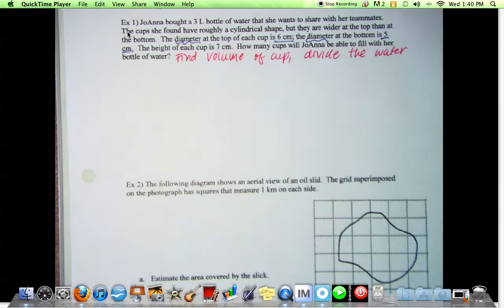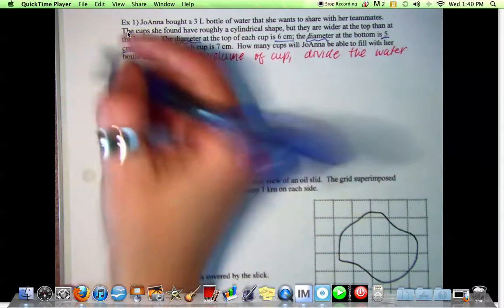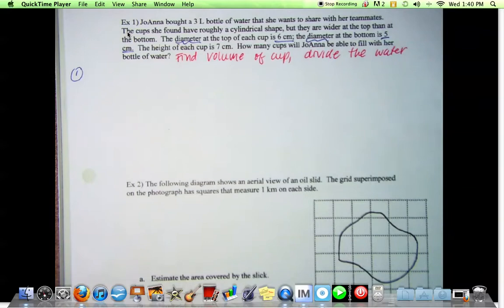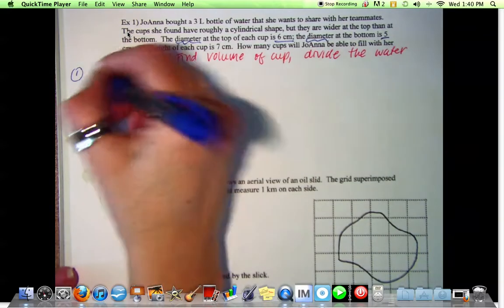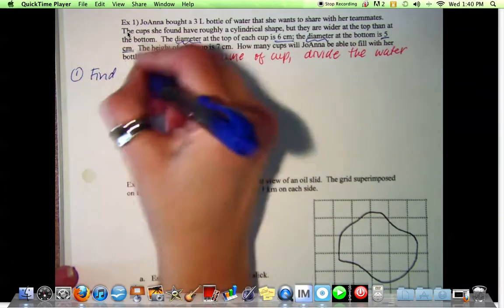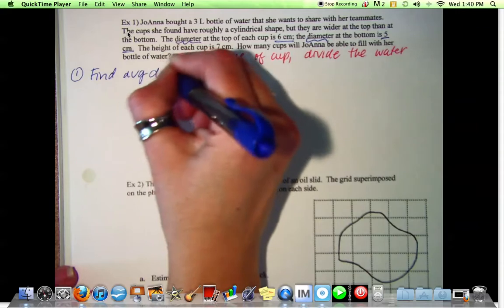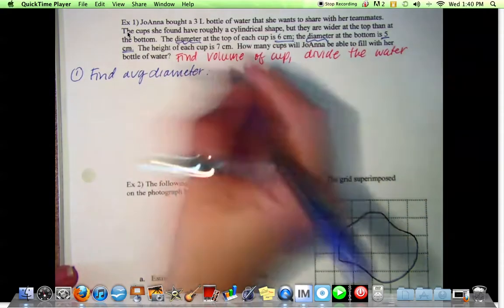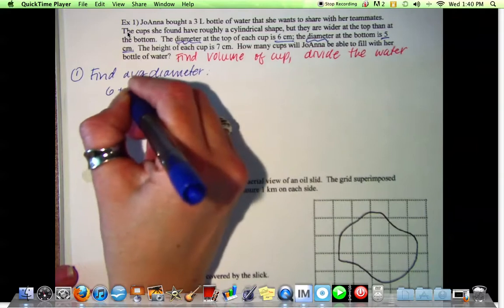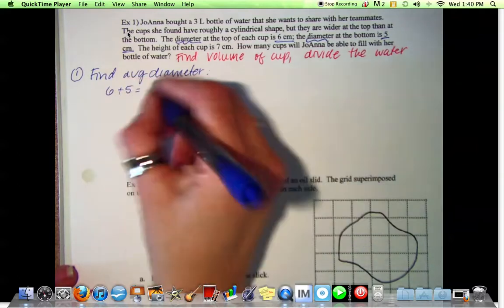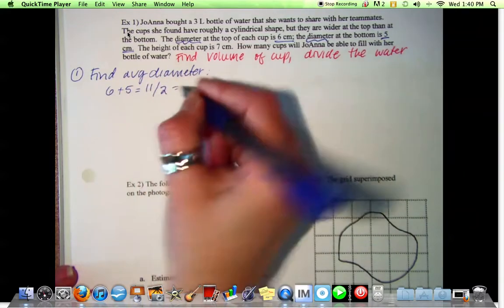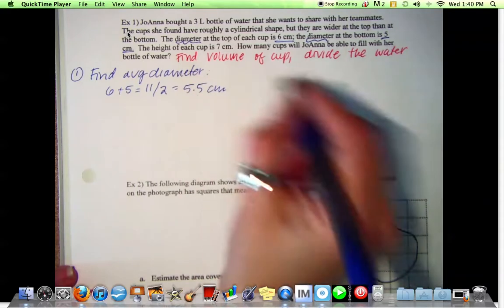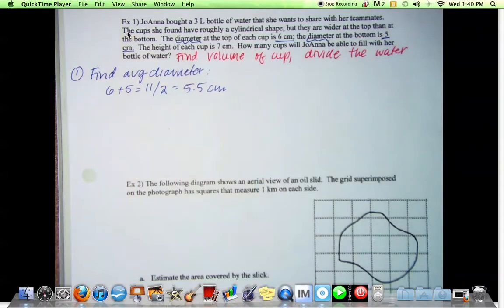Okay. So, somebody suggested that we find the what of the 2 diameters. The average. Okay. That would be me. That was you, the average diameter. How do we find the average diameter? You add together and divide by 2. Okay. 6 plus 5 equals 11, divided by 2 is 5.5. And what are our units? Centimeters.